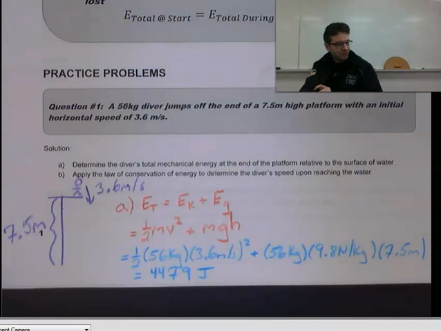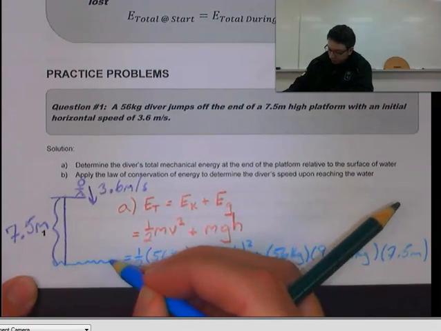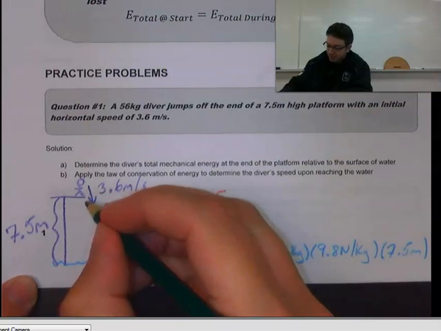Okay, we'll just pause there. So part B says, apply the law of conservation of energy to determine the diver's speed upon reaching the water. So I've got some water down here. The diver is going to jump down.